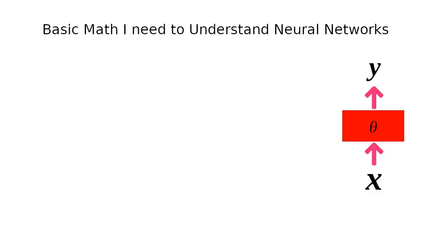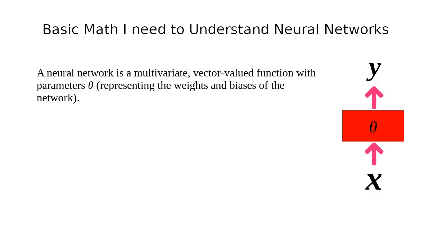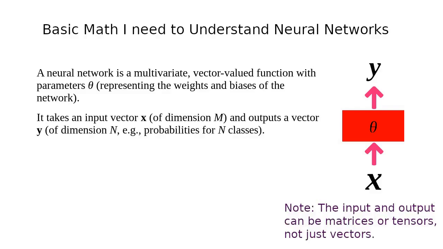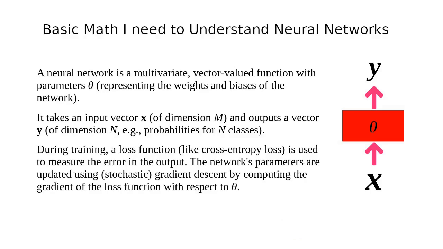In many cases, neural networks can be viewed as functions with adjustable parameters. These functions take inputs in the form of vectors, matrices, or higher-order tensors and produce outputs. During training, a loss function such as cross-entropy loss is used to quantify the error in the output. The network's parameters are then updated using gradient descent by calculating the gradient of the loss function with respect to the parameters.